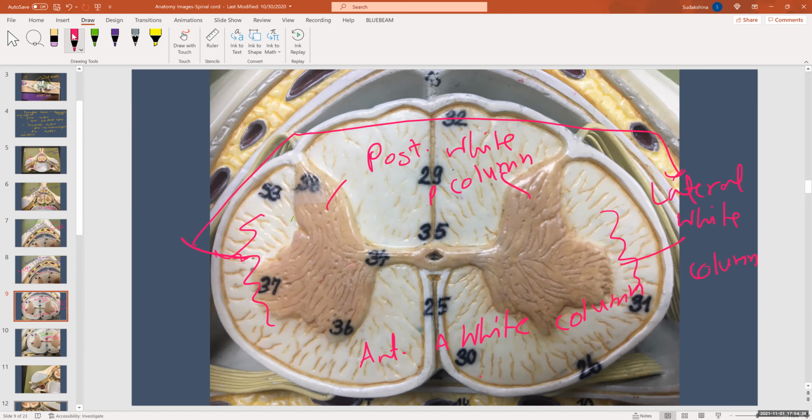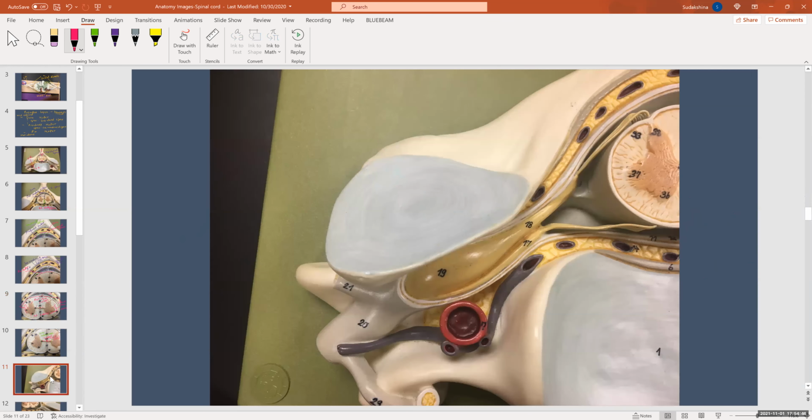Posterior gray horn, anterior gray horn, lateral gray horn, gray commissure, central canal. Pia mater, subarachnoid space, arachnoid mater, subdural space, dura mater, epidural space.